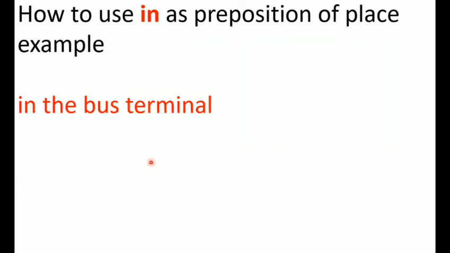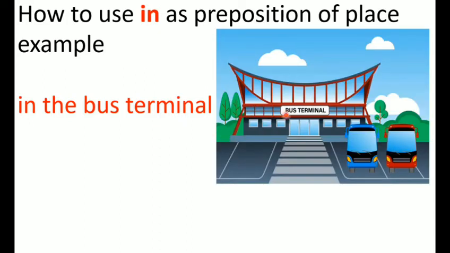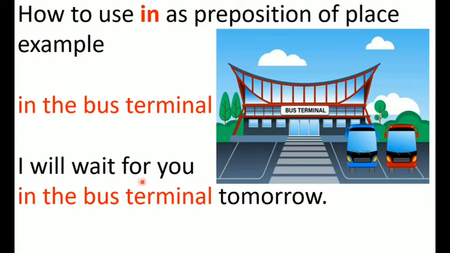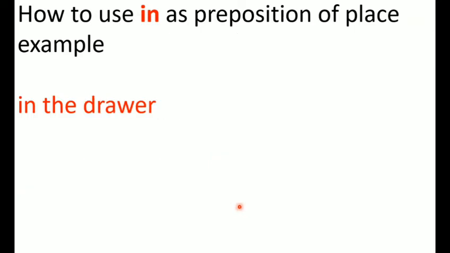Next, in the bus terminal. Alright, we have here a bus terminal. We are going to make a sentence that means the subject is in the bus terminal. Okay, I will wait for you in the bus terminal tomorrow. Alright, here the subject I is inside this terminal. Bus terminal, I mean.